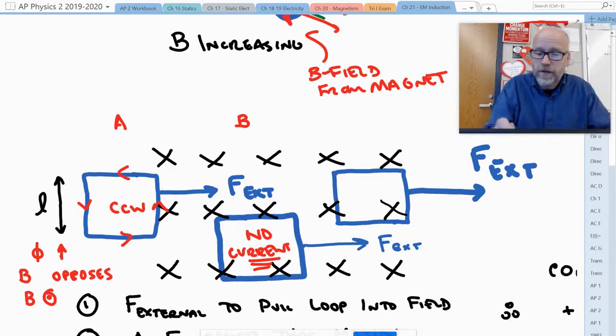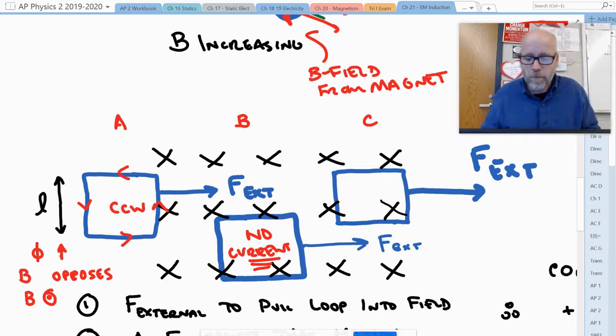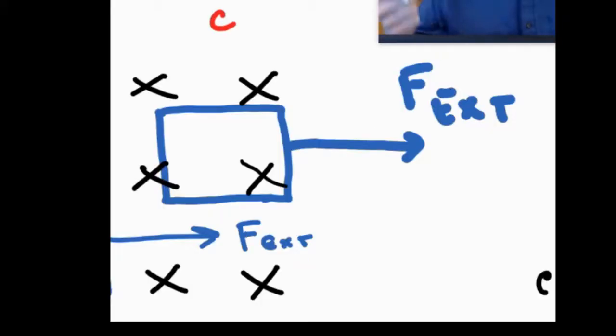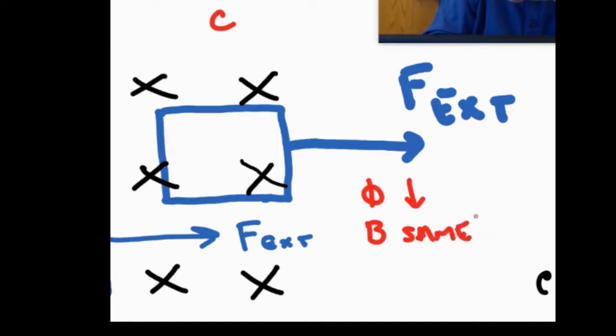Lastly, in part C, as that external force is pulling it out, what's going to happen to the flux? Well, the flux is going to decrease. If the flux decreases, the B field is going to be in the same direction. Therefore, the B field induced in the loop is going to be into the paper.